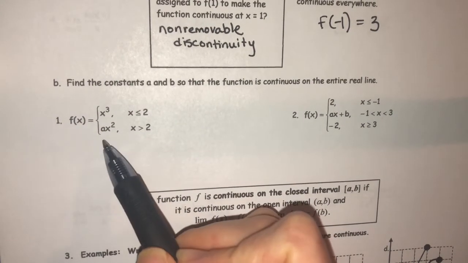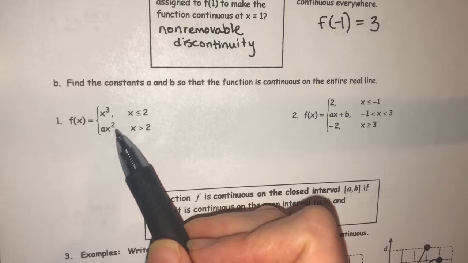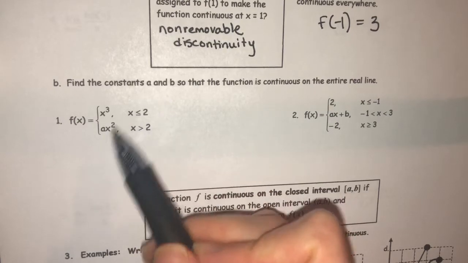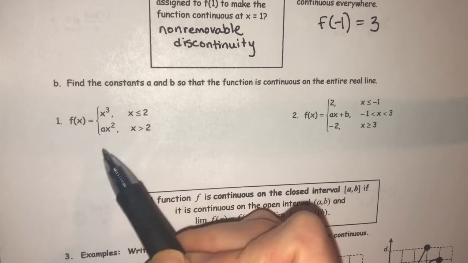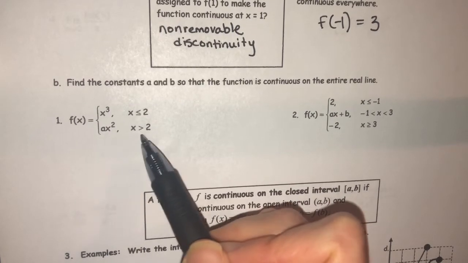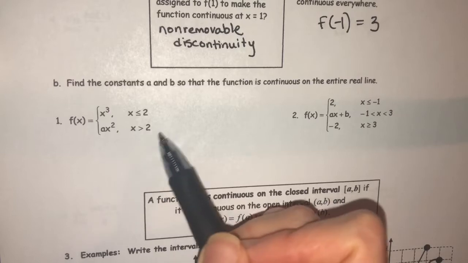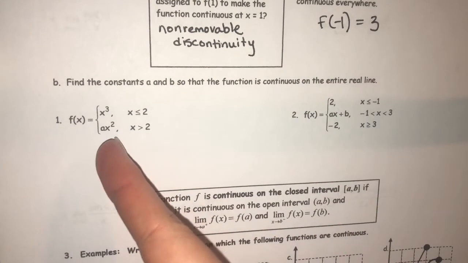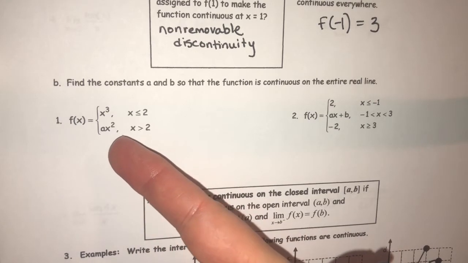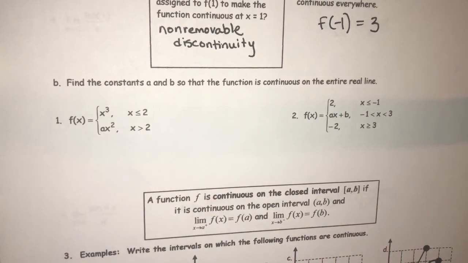Then f of x is equal to a times x squared. A is what we're trying to find here. What is the coefficient of x squared that's going to make this thing continuous? And we're on this one for all x values greater than 2. So from the x value 2 to the right, we're on this quadratic function that has a missing coefficient. So we want it all to be continuous.